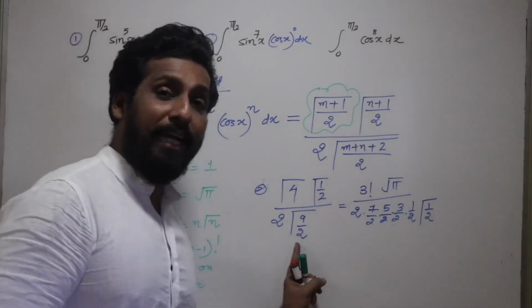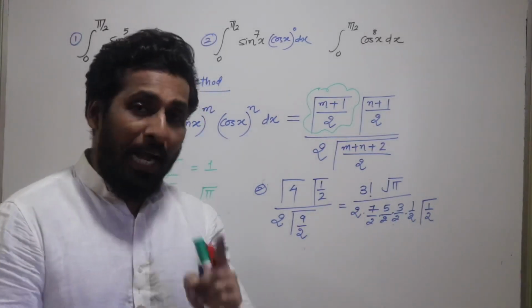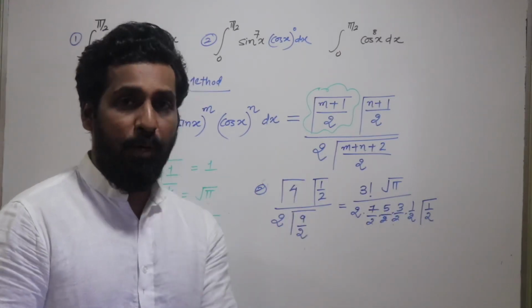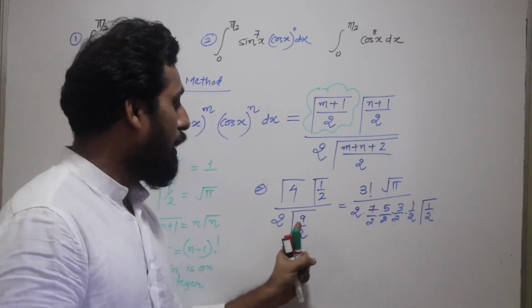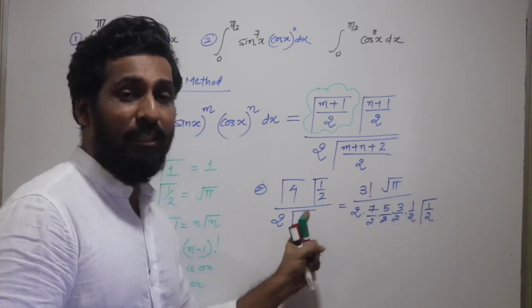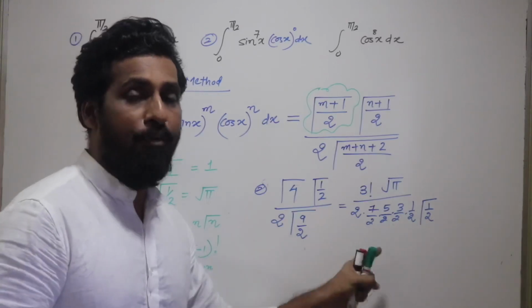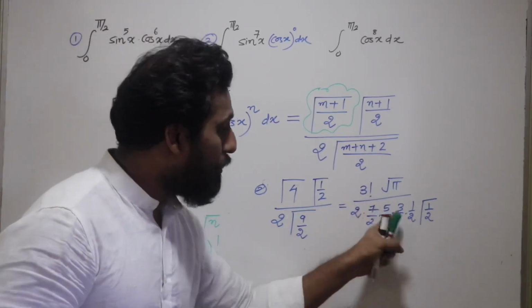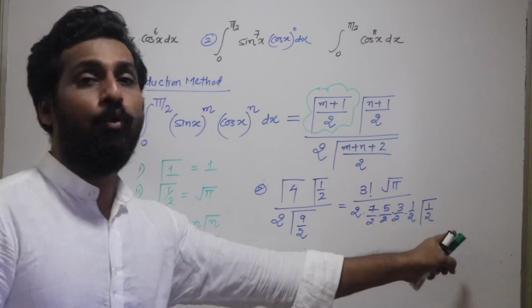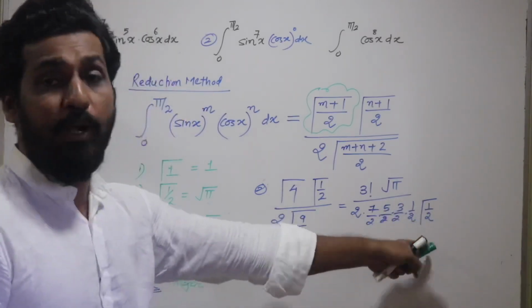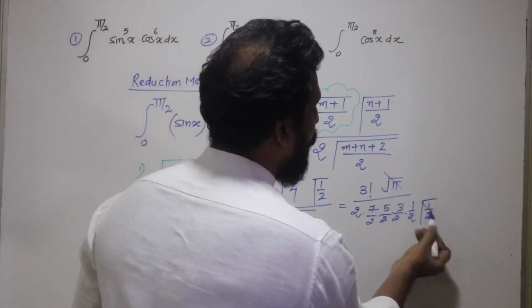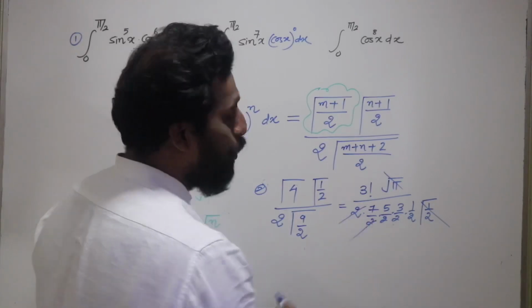It was gamma 9 by 2. Reduce 2 and begin from there. And begin from the number after 2. That means 2 less than 9, which is 7. So begin from 7. So 7, 5, 3, 1 and gamma 1 by 2 has to come there. And you know gamma 1 by 2 is root pi. So this root pi cancels. One of the two cancels.